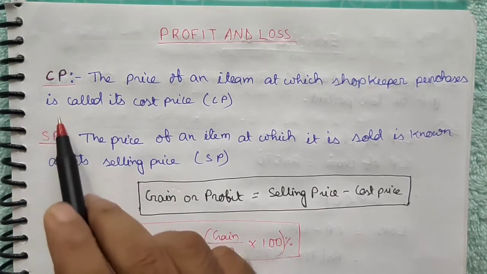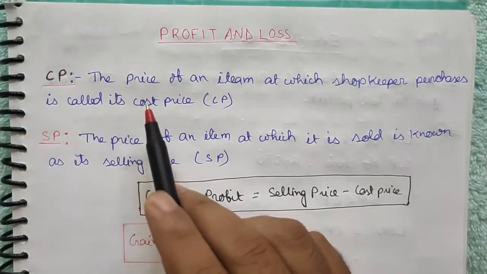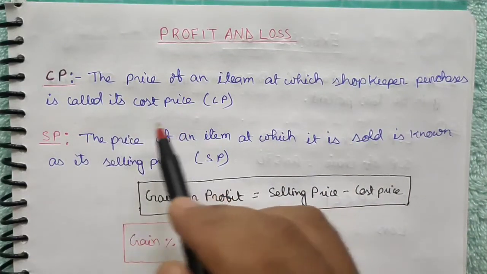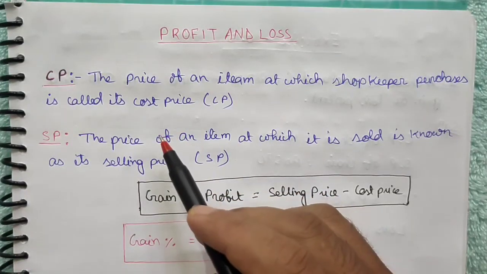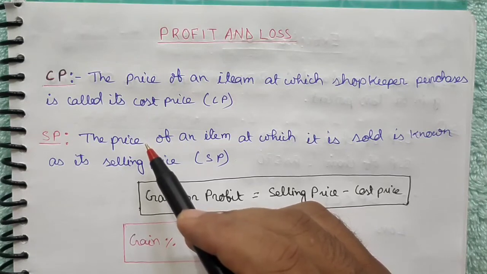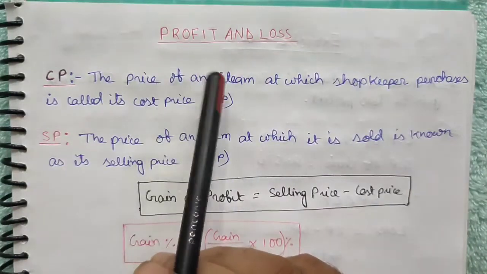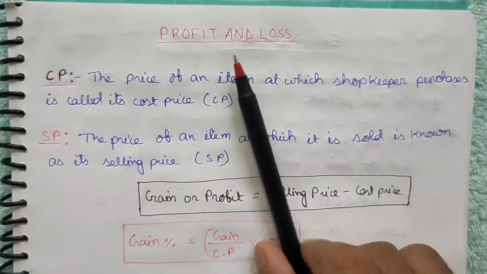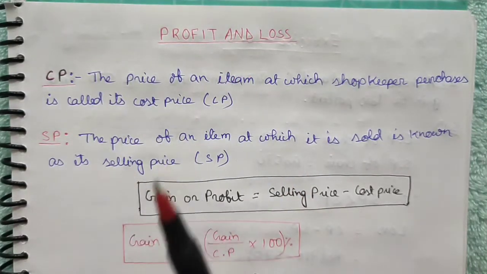The first thing I have written is CP. CP means cost price: the price of an item at which the shopkeeper purchases it. For example, a shopkeeper purchases a book, or suppose this pen. The shopkeeper purchases this pen for rupees 8. The cost price of this pen is rupees 8. Up to this is clear.